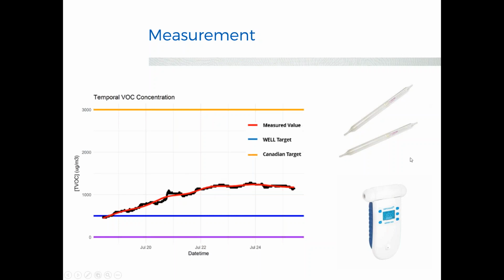There are different options available to do this measurement. You can do the high accuracy lab-based approach. So this is an image of some sorbent tubes where you could collect samples in the space and then send them to the lab for analysis. Or if you want to do a less accurate, longer period of measurement, you can pick a direct read sensor. This one I would say is quite accurate.